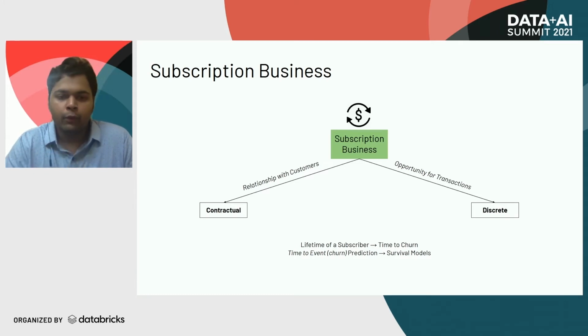So while we estimate the lifetime of a subscriber, all that we are trying to do is estimate the time to churn, or tenure, of a subscriber. And there are a set of statistical and machine learning techniques which are used to predict time to event. And so it is appropriate to use survival models to predict the lifetime of a subscriber.